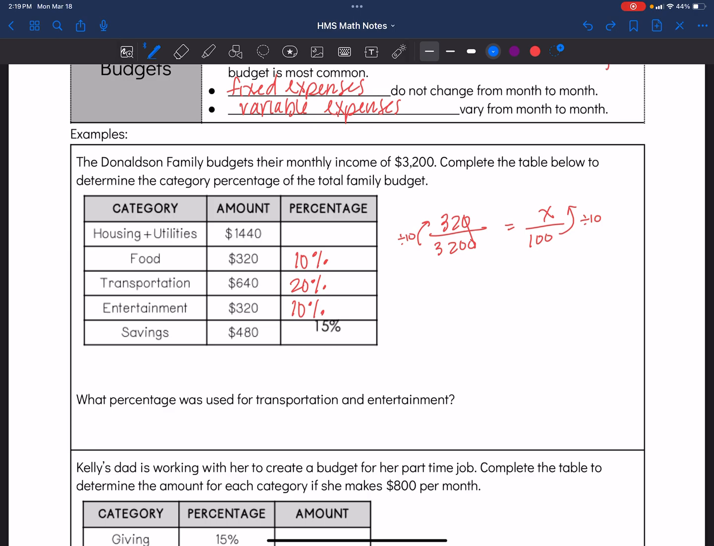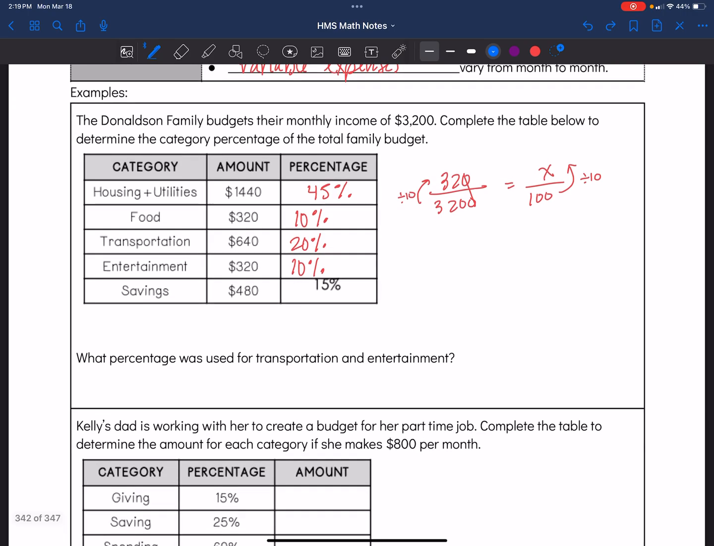Then to figure out that last category, again, I'm not going to set up a proportion. I'm just going to use math, because I know percent means out of 100, and all of these combined have to add up to 100. So 10 plus 20 plus 10 is 40, plus 15 is 55. Take that from 100, you get 45. That's the whole thing. I did that all by just setting up one proportion. Let's work smart so we don't have to work super hard.